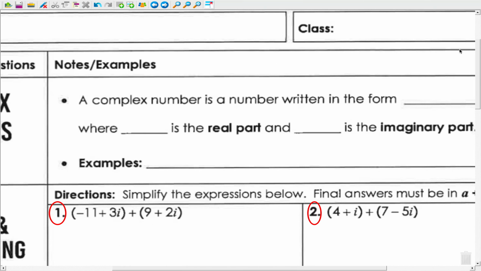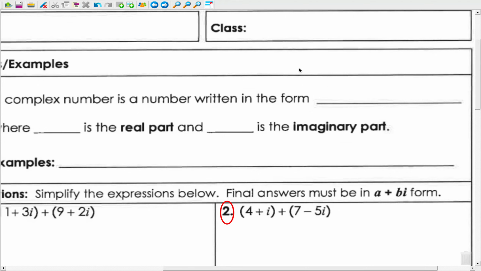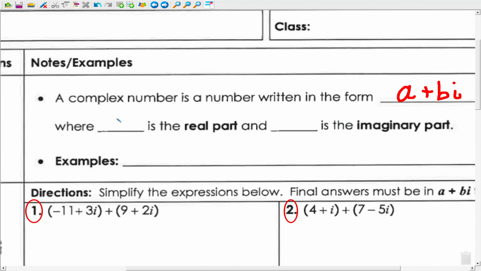They are written in the standard form of A plus Bi. Write that down here on this portion. And all this basically means is when you are writing your final answers, we want you to put the A part first, and the A represents the real number part, and then you want to put the Bi part second, which is the imaginary. So, what does a complex number look like?